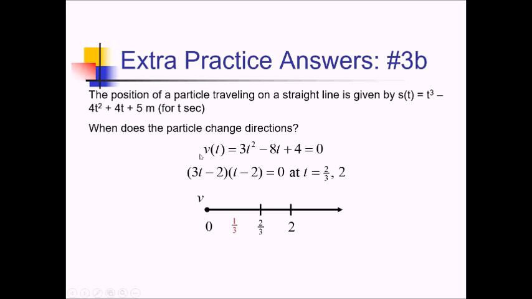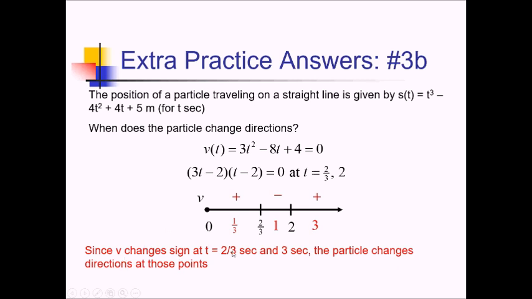So testing 1/3, 3 times a third is going to be just 1. 1 minus 2 is a negative. 1/3 minus this 2 over here is a negative, so 2 negatives gives me a positive. And now something between 2/3 and 2, 1's a pretty easy number, so that's going to give me a positive times a negative, which comes out negative. And then between 2 and infinity, well, how about 3? So that's positive, positive, comes out positive. So I notice that I have sign changes in my velocity at 2/3 and 2. Because velocity changes sign at those two values, the particle is changing directions at those 2 points in time.